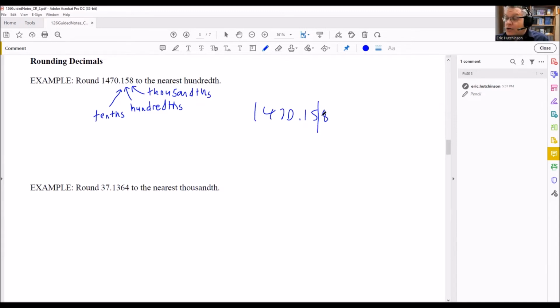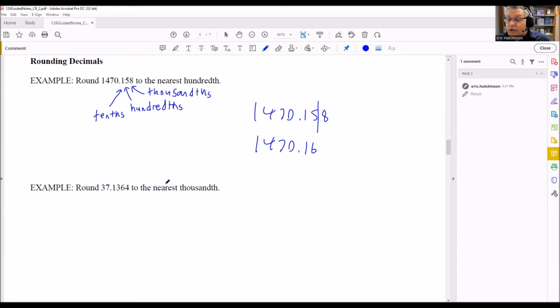Now, if the number to the right of the bar is a 5 or above, you want to round up, which happens in this case. So it becomes 0.16. If it's a 5 or above, you're going to round up. So what happens if it's not 5 or above? Well, let's look at the one down below here.